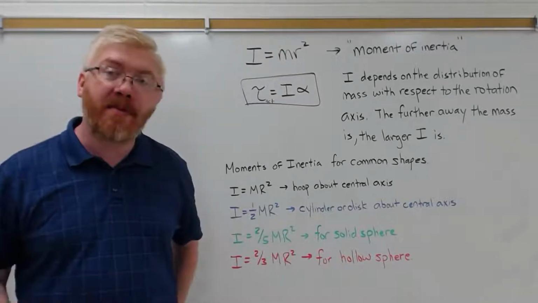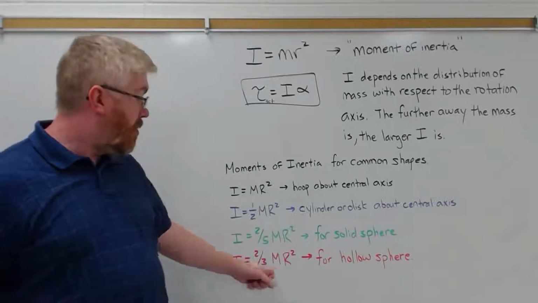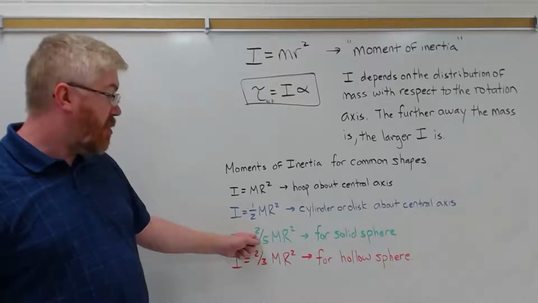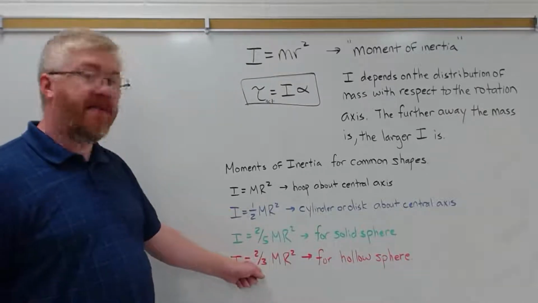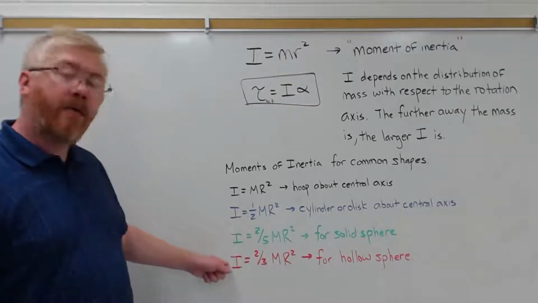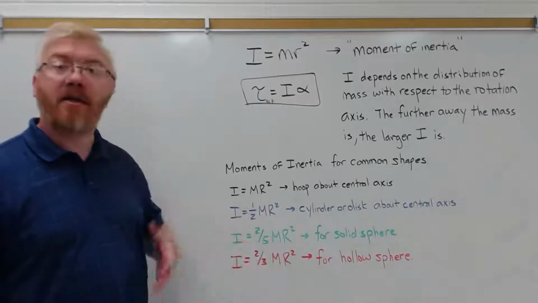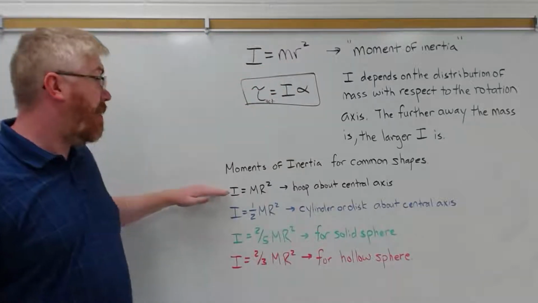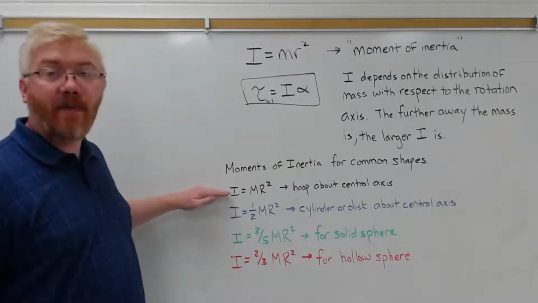therefore it should have a higher moment of inertia, and it does. 2/3 mr squared for a hollow sphere. And hopefully you can see 2/5 is a bit less than half, 2/3 is a bit more than half, so I for a hollow sphere is larger than that for a solid sphere. I cannot be greater than that for a hoop. That's the maximum value you can possibly have.